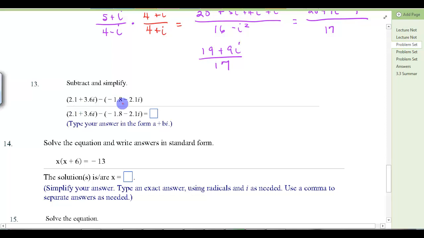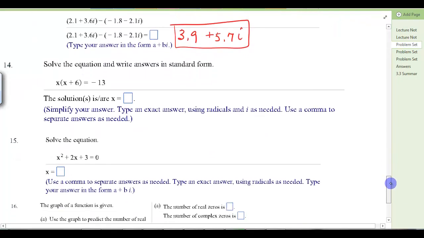You're just going to do 2.1 minus 1.8. So when we add those first two, we get 3.9, and then you have 3.6 minus a negative, so it's actually plus 2.1, so that's going to be 5.7i. So you can do those by hand.